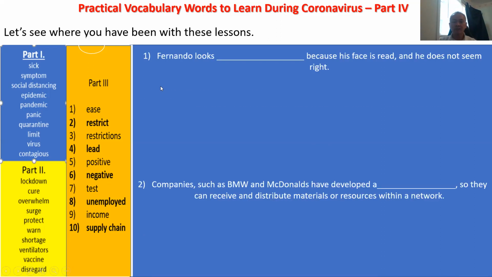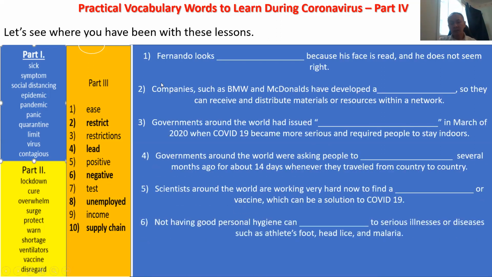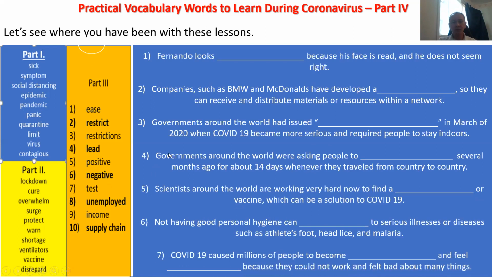Now, I have 7 sentences here, and I want you to read them and see if you can fill in the blanks with the words. So I will read them, and as I'm reading them, I want you to use the word to fill in the lines. Now, try to find the key words, okay? Try to find the key words as much as you can.